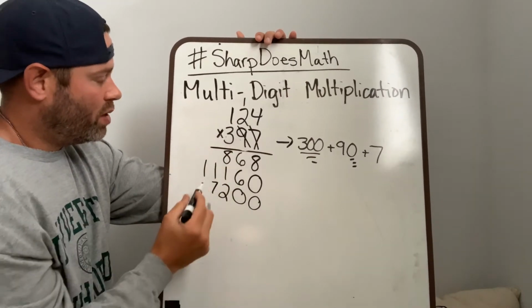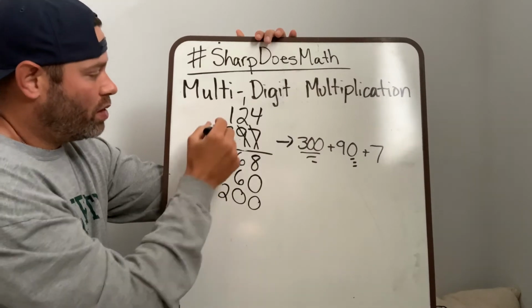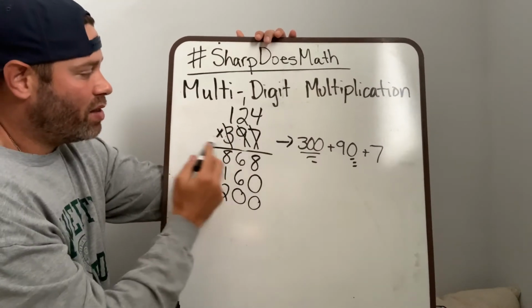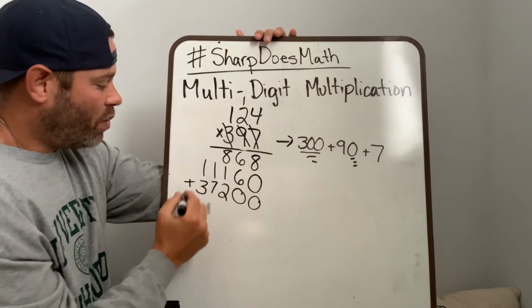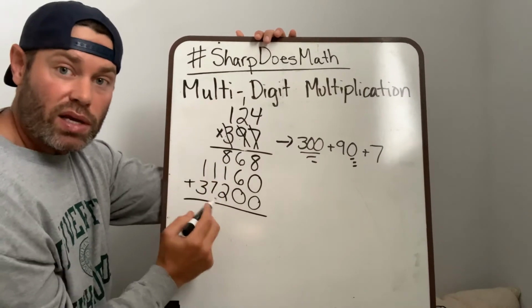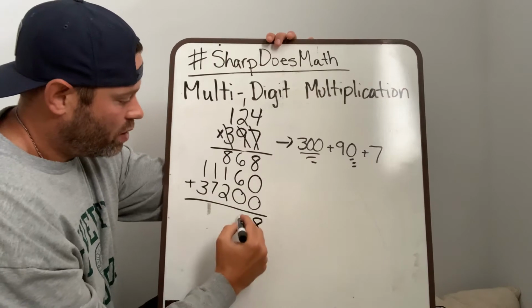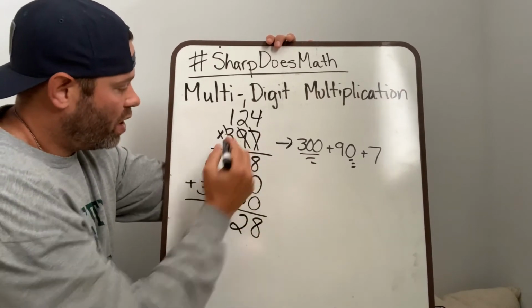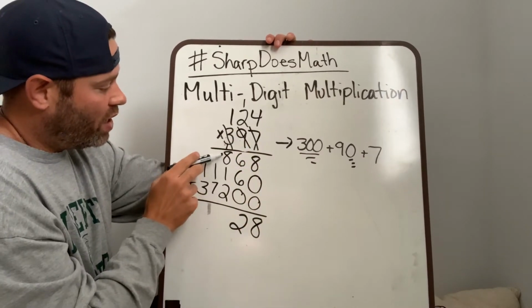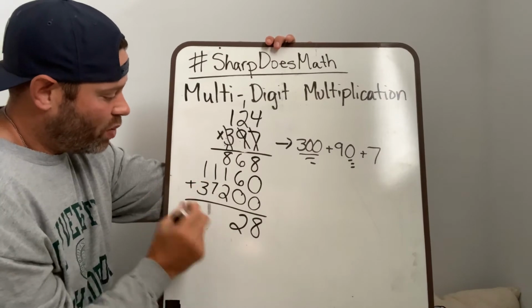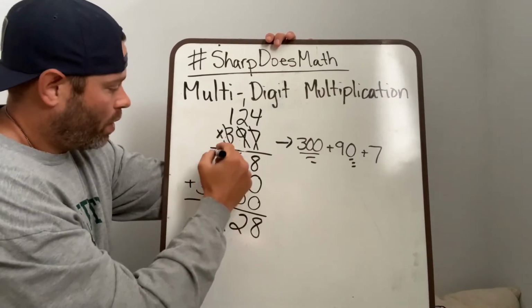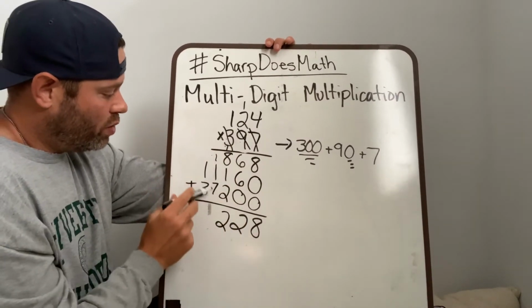3 times 1 is 3. There's nothing left to multiply by. There's nothing left here. Now we add up these 3 numbers to get our total. So this is 8. This is 12. Carry my 1. 1, 9, 10, 11, 12. 1, 2, 9.